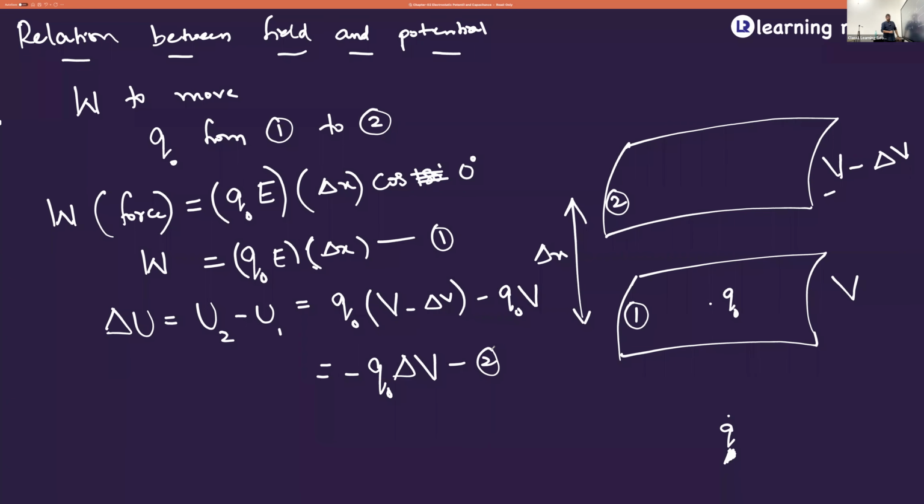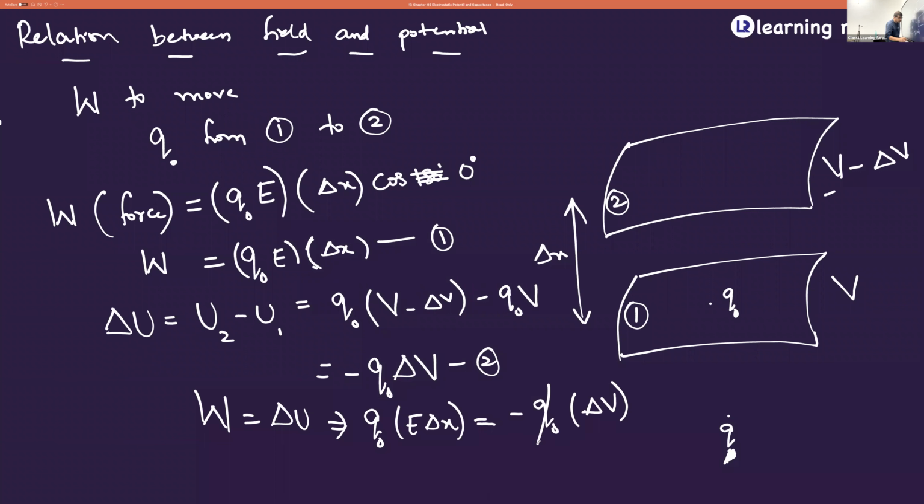So work done by the electrostatic force is getting stored as the change in the potential energy. So what I can conclude from here is W is equal to delta U, which implies Q naught into E into delta X will be equal to negative of Q naught into delta V. Q naught and Q naught will get cancelled. So what are you getting? E will be equal to minus delta V divided by delta X. So if you observe, electric field is observed to be negative of this delta V by delta X.